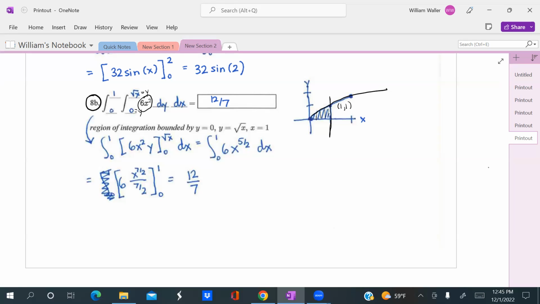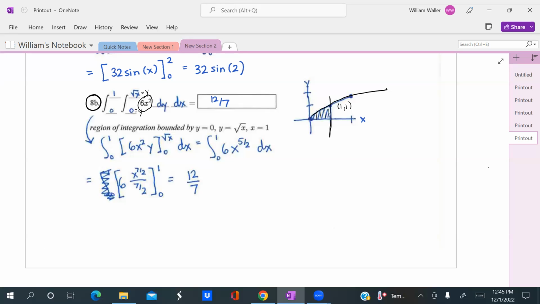Well, I don't think you really need any help with carrying out this integration. Notice it's easy because 6x squared is a constant with respect to y. So when you integrate 6x squared with respect to y, you just get 6x squared times y. And then substitute the limits of integration, end up with something like 6 times x to the 5/2 power. Going to convert that square root to a 1/2 power. So we get 6 times x to the 5/2 power.